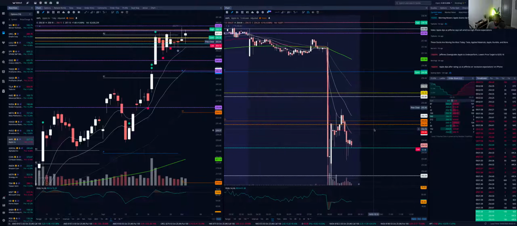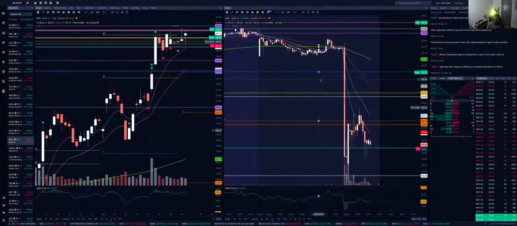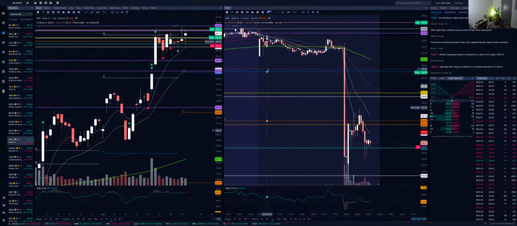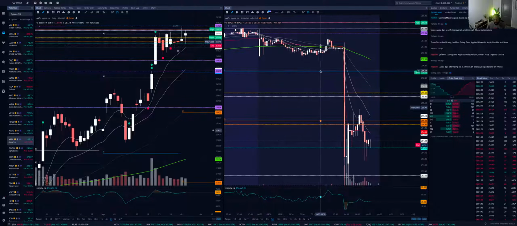All right. Now we want to find a high volume candle, which should be this candle right here. But let's see. Looking for a high volume candle.